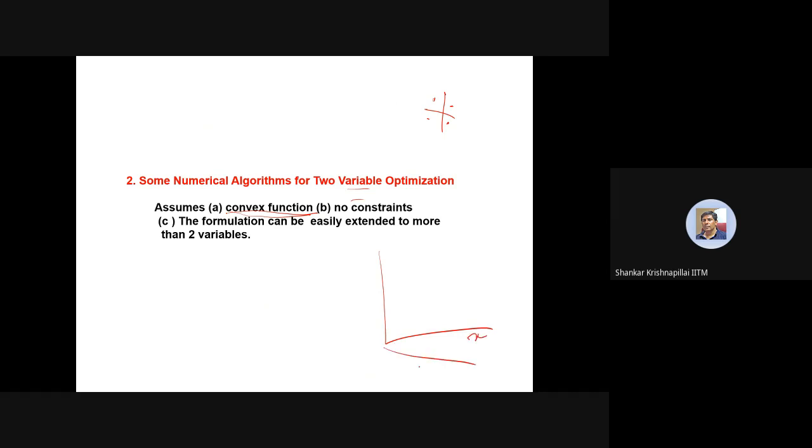Suppose this is x, y, f of x, y. So in this range, there is only a single cup. In the given range of x and y, there is only a single cup. Okay.